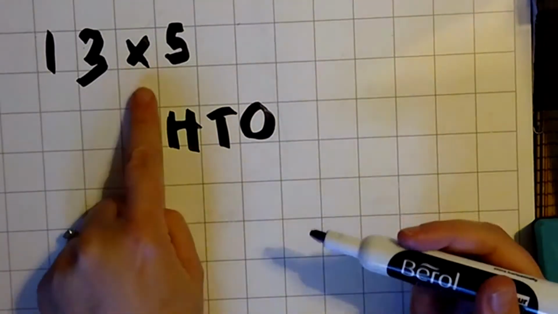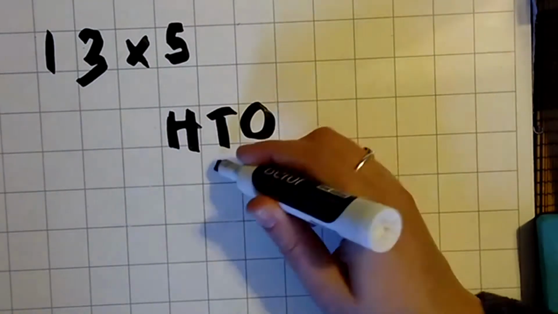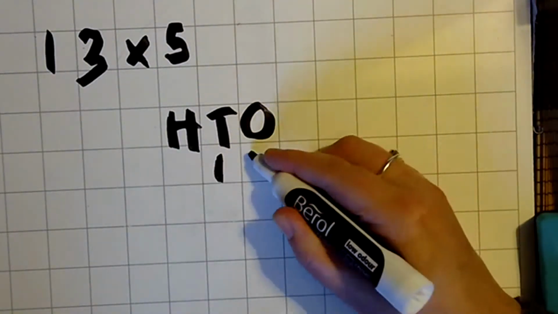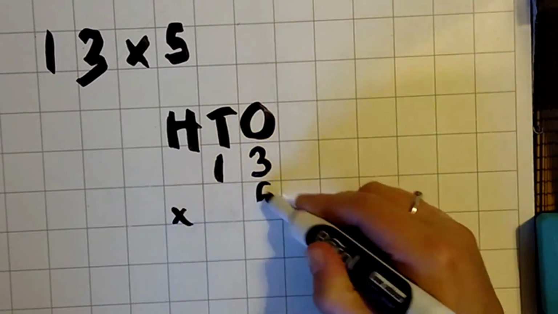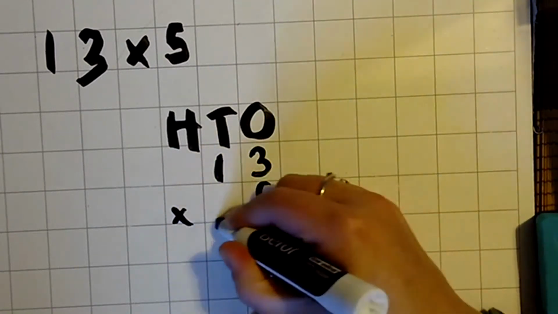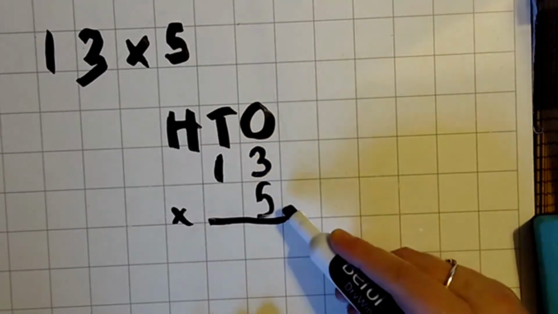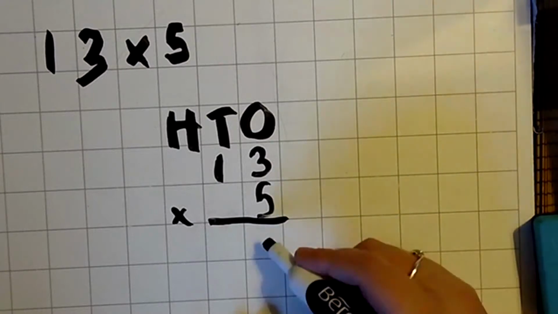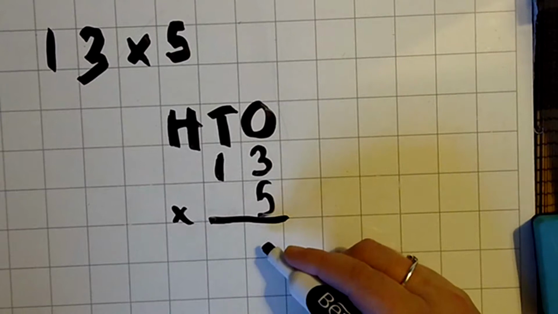Okay, 13 times 5. Our step for success is putting it in our place value chart here. 13 is 1 10 and 3 1s. And we're multiplying by 5. So multiplying your 1s first. 3 times 5 is equal to 15. Absolutely. 15 is 5 1s is 15 1s.